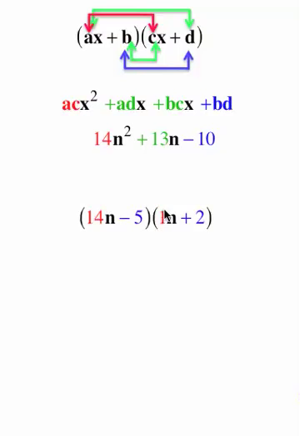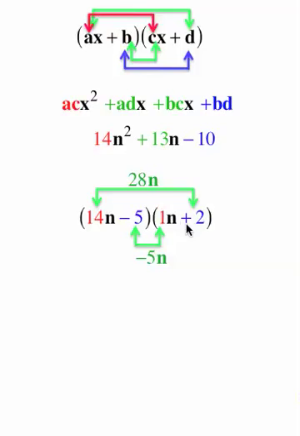So if I multiply the 14 and the 1, that gives me 14. The negative 5 and the 2 gives me negative 10. If I multiply the 14n and the 2, that's going to give me 28n. If I multiply the negative 5 and the n, that's going to give me negative 5n. If I add them together, 28 take away 5 is 23. Okay, so that doesn't work.